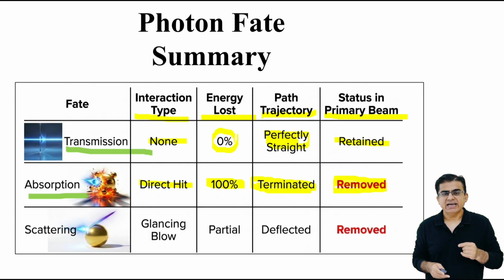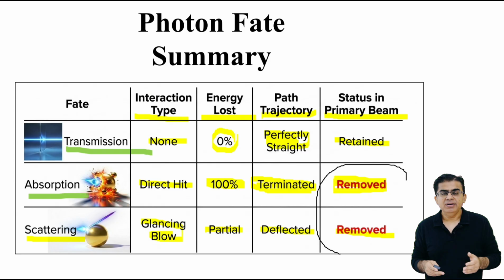Third, we have scattering. This acts just like a glancing blow. See here. The photon loses only a partial amount of its energy. However, its path is strongly deflected away from our target. Because of this deflection, it is also considered removed from the primary beam. This simple table clearly shows why both absorption and scattering actively contribute to total beam attenuation.